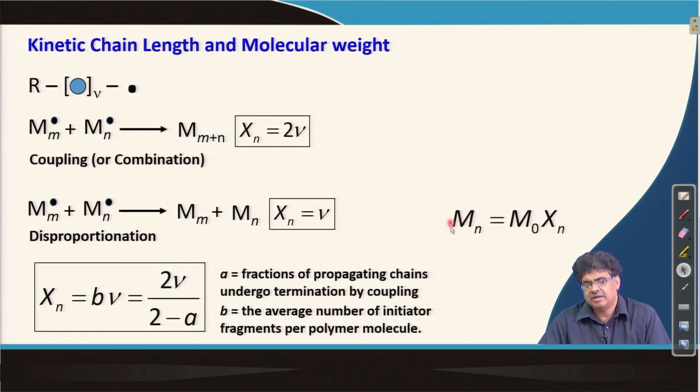Now, we know Mn is given by M naught, which is the monomer molecular weight or structural unit molecular weight, multiplied by the degree of polymerization. In this case, we are talking about the number average degree of polymerization, so we get the number average molecular weight. If we are using Xw, then we can also get Mw. So, this is how Mn, the number average molecular weight, is related to kinetic chain length through degree of polymerization. So, we know from these expressions that Mn, or the molecular weight, is proportional to the kinetic chain length. And we found the expression for kinetic chain length in the last slide.